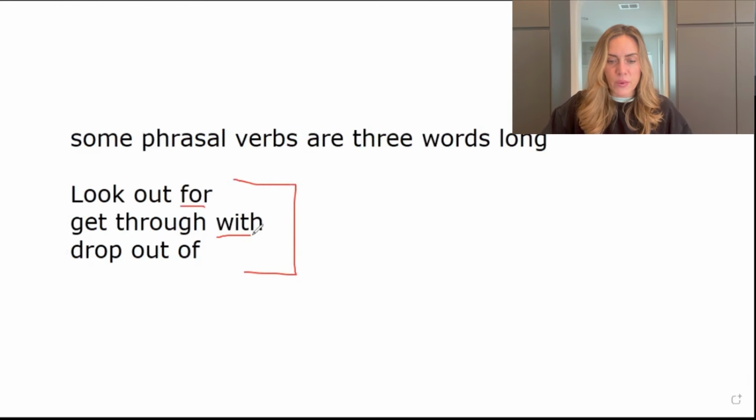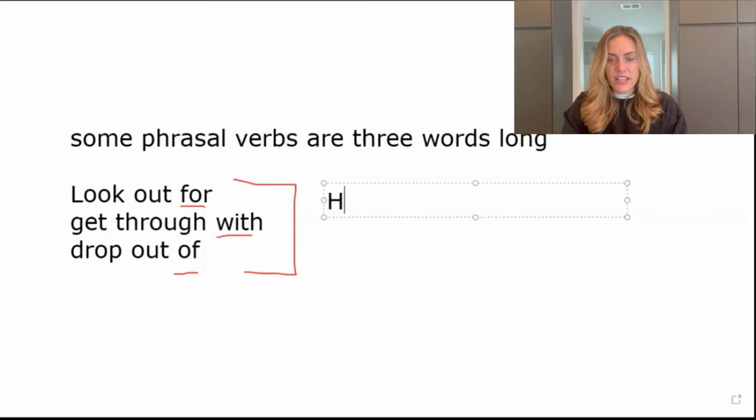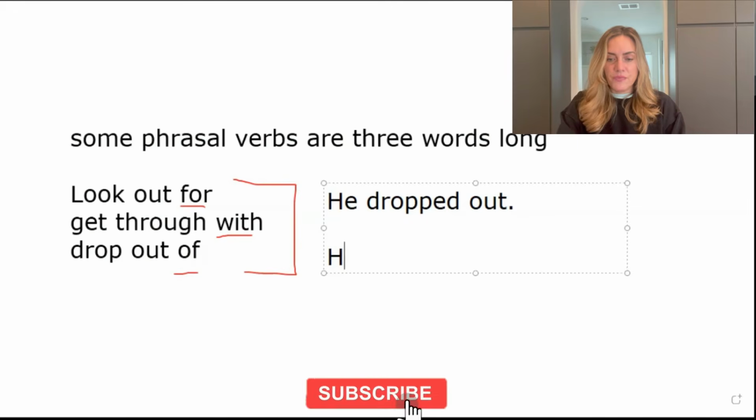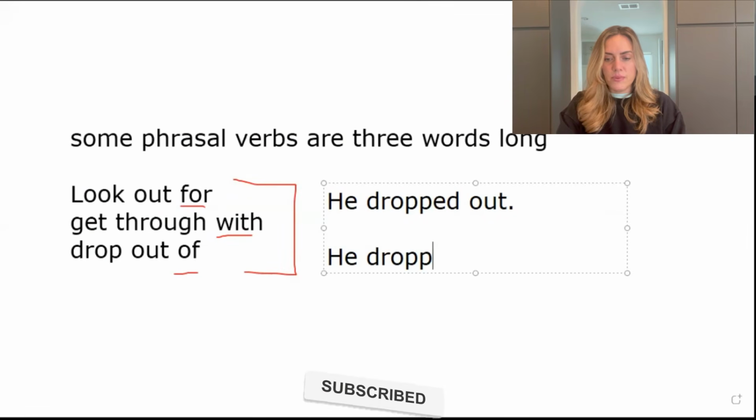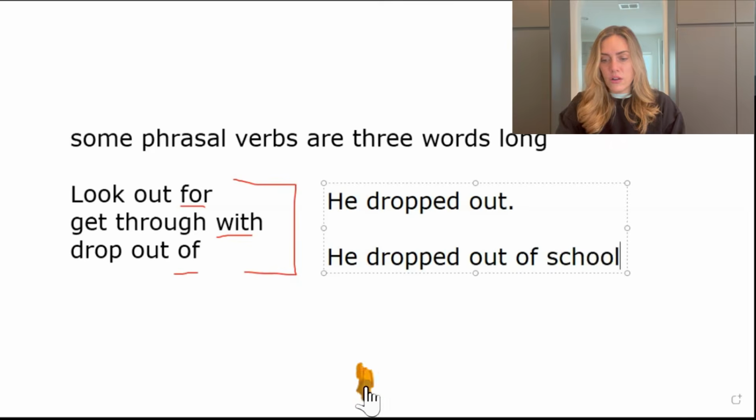So the reason why we add these prepositions sometimes with phrasal verbs is because they are intransitive and we want to be able to add an object to them. So here now we can. He dropped out. He quit. But if we want to be more specific, we can say he dropped out of school. Okay.